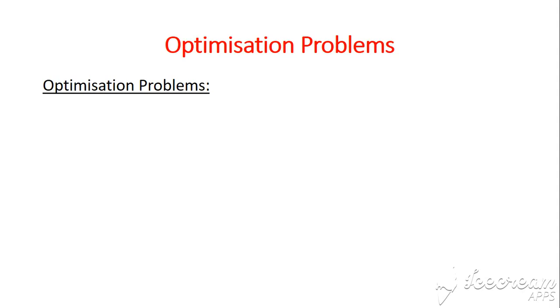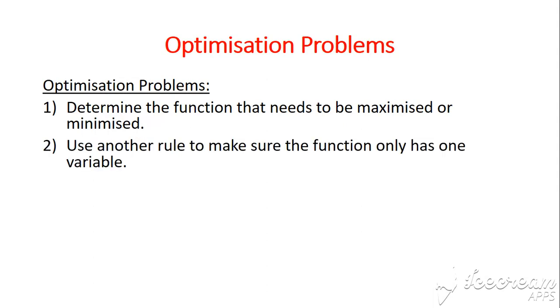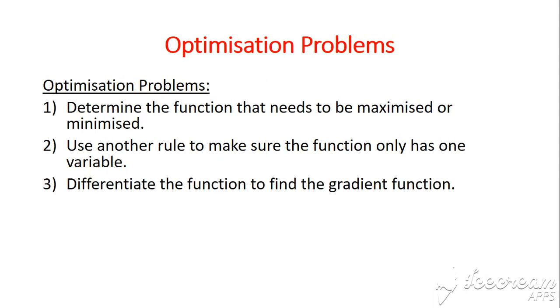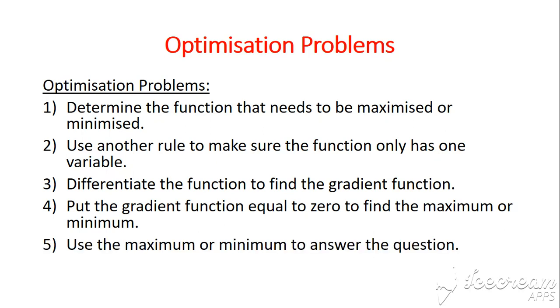All right, optimization problems. Most of them are going to follow a similar format to what we're going to show in this video. So let's go through the steps. Step 1, determine the function that needs to be maximized or minimized. Use another rule to make sure the function only has one variable. We don't always have to do that, but sometimes it's useful if the function we need to maximize or minimize has two or more variables. Differentiate the function to find the gradient function. Put the gradient function equal to 0 to find the maximum or minimum. And finally, use this maximum and minimum to answer the question.